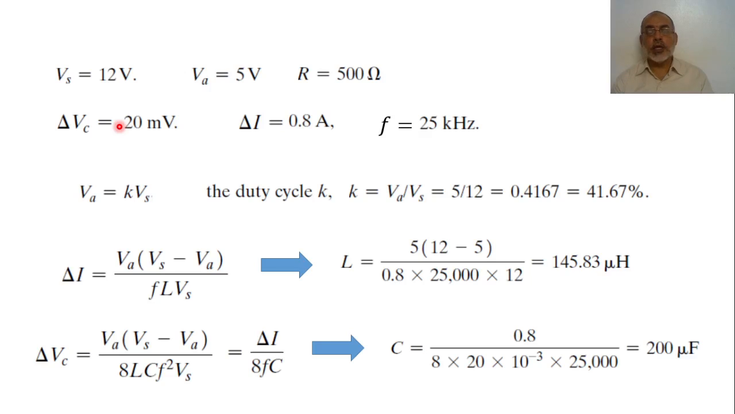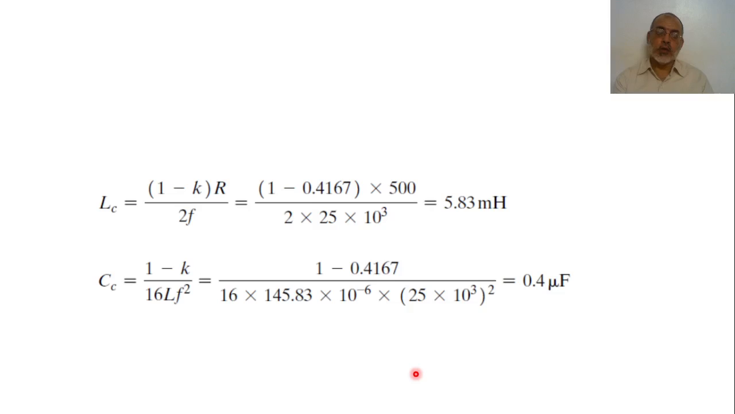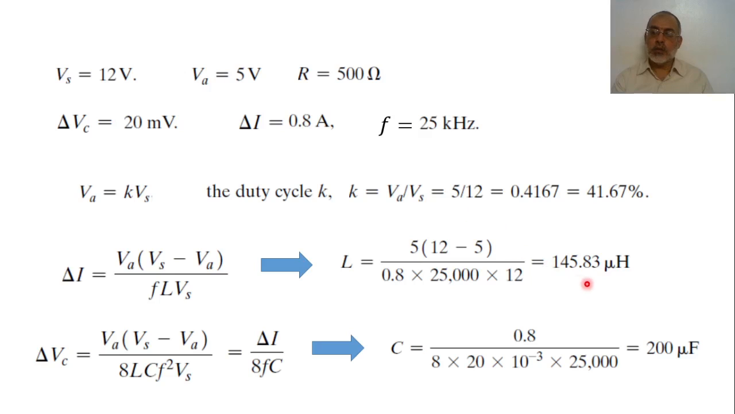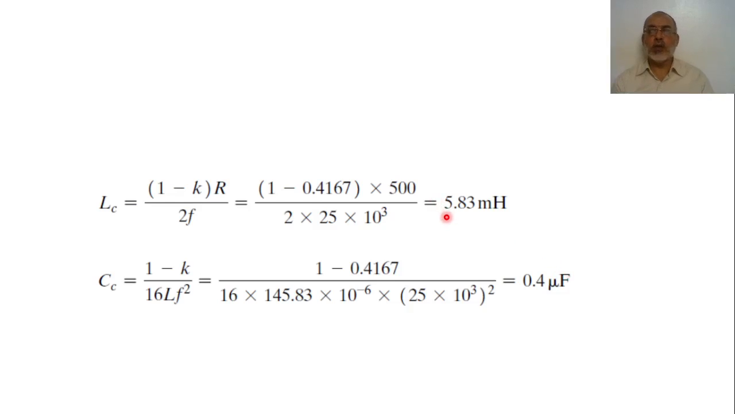The question now: what is the critical value of L and what is the critical value of C? The critical value of L is the maximum value of L, and of C is the minimum value of C. So the critical value of L equals (1 minus K) multiplied by R over 2F, which we have already proved. 1 minus K, 1 minus the duty cycle, 0.4167. R is 500 ohms. 2 multiplied by F, 2 multiplied by 25 multiplied by 10 to the power 3. So the critical value of L is 5.83 millihenry. And actually we are using a much smaller value than this. We are using 0.14 millihenry. So this is the critical value of the inductor.